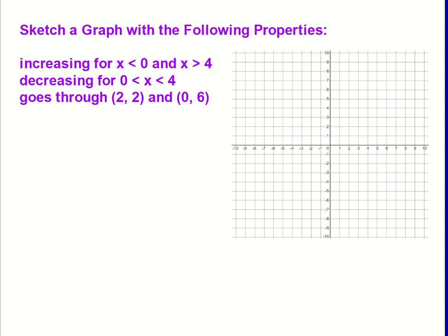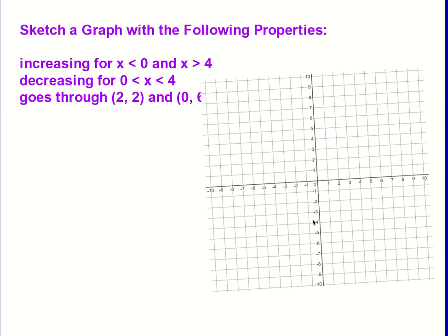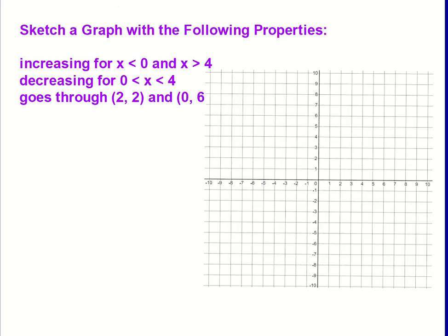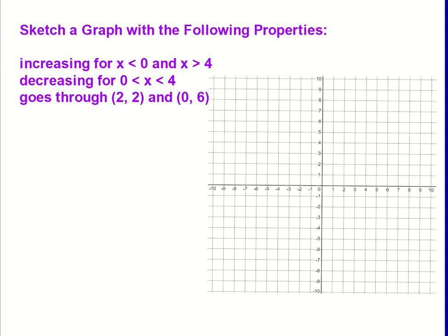The last thing that you might be asked to do in 4.1 is to sketch a graph with some properties given. So here's an example of that. We can sketch a graph that is increasing for all x values less than 0 and greater than 4, decreasing for all x values in between 0 and 4, and then it needs to go through (2, 2) and (0, 6). So let's start by putting the (2, 2) and the (0, 6) on the graph, because those are the ones that are hard and fast, that we have no wiggle room with. So let's go ahead and locate those.